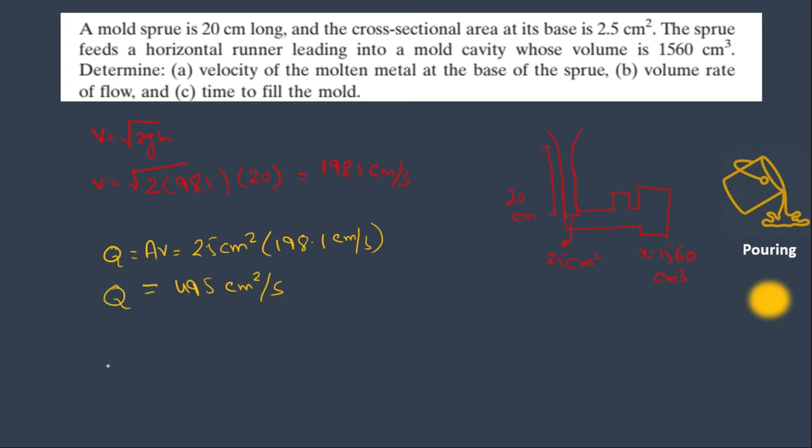Third one, it asks the time required to fill the mold. That is the time TMF. That was V by Q. It is simply equal to the volume of the mold cavity divided by the volumetric flow rate. So that is equal to 1560 divided by 495. So it equals around 3.2 seconds.